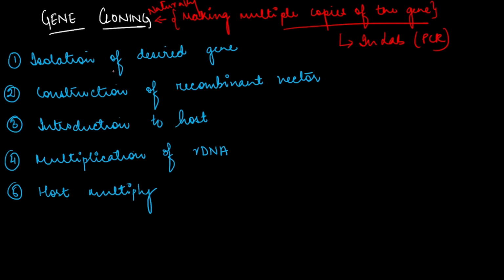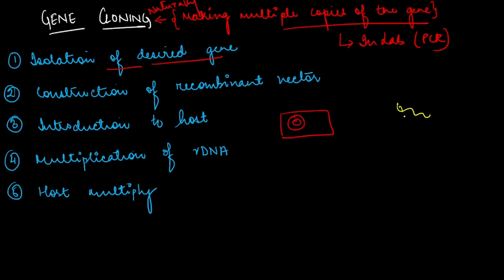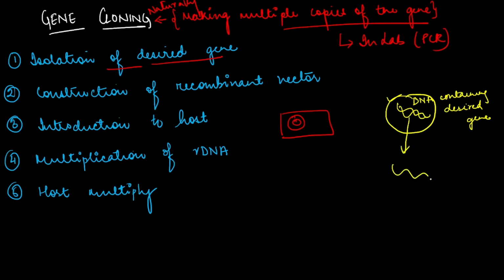So what are the steps? We first isolate a desired gene. If this is a bacteria and this is a plasmid, right? And say this is any DNA containing the desired gene. So here is isolation of the desired gene. First this is present in a cell, right? Now we need to isolate this DNA.